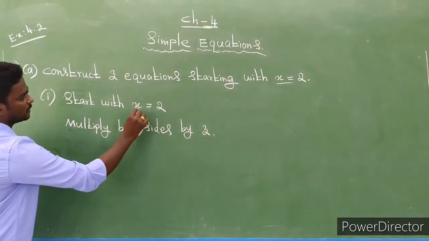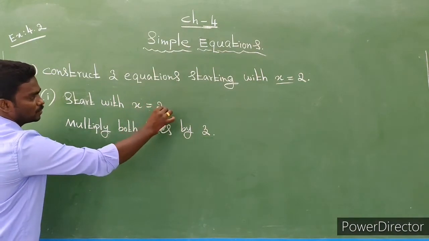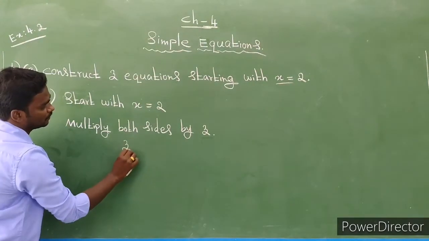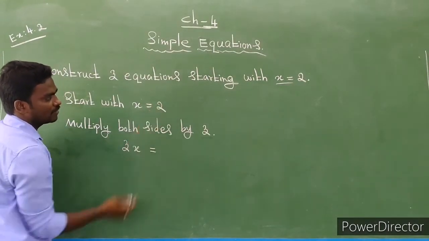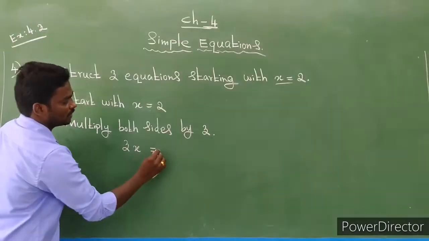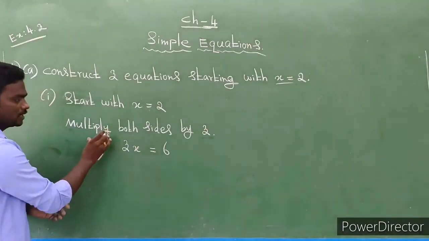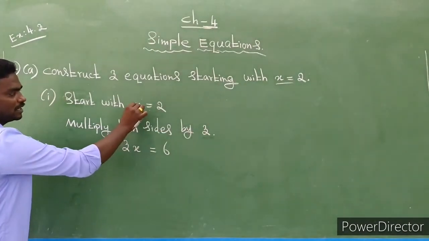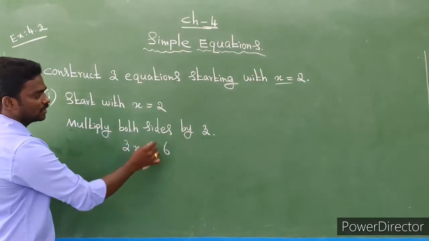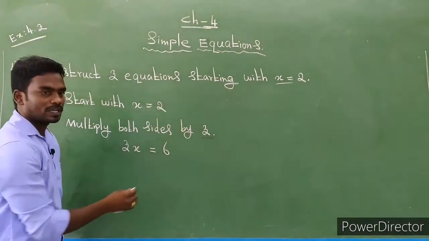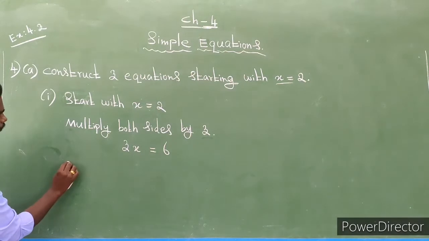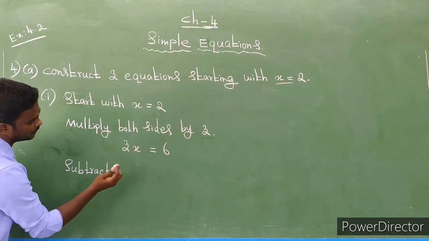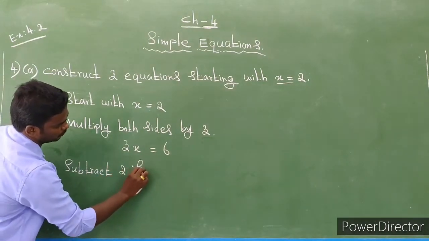Multiply both sides by 3 means x on the left side and the value 2 on the right side. So multiplying the left side by 3, we get 3x, which is equal to the right side, 2 into 3, which is 6. Now subtract 2 from both sides.